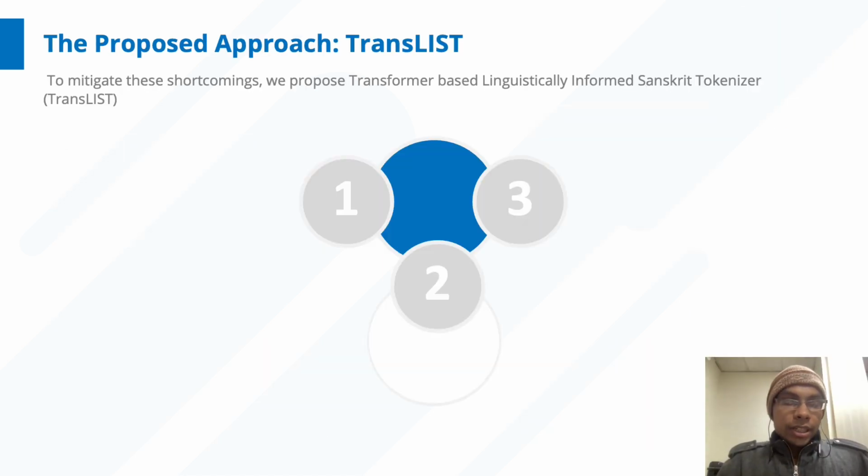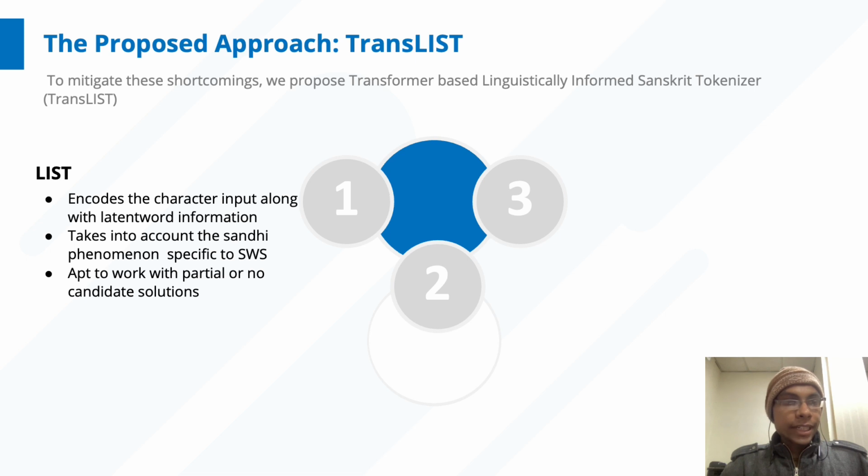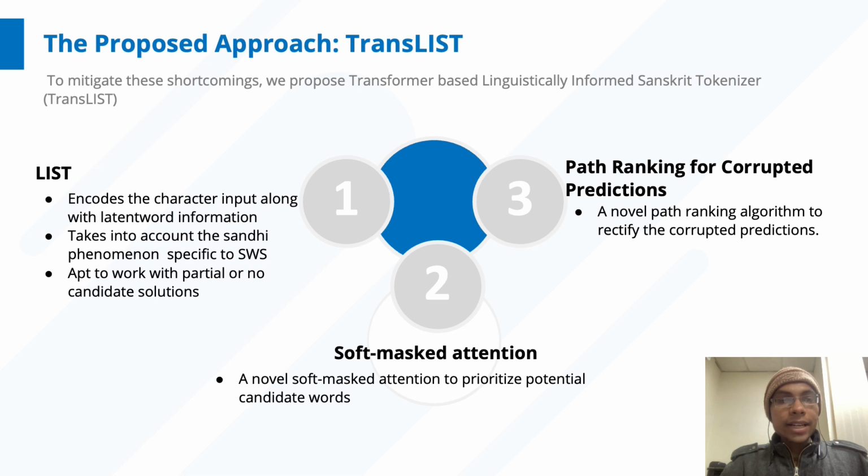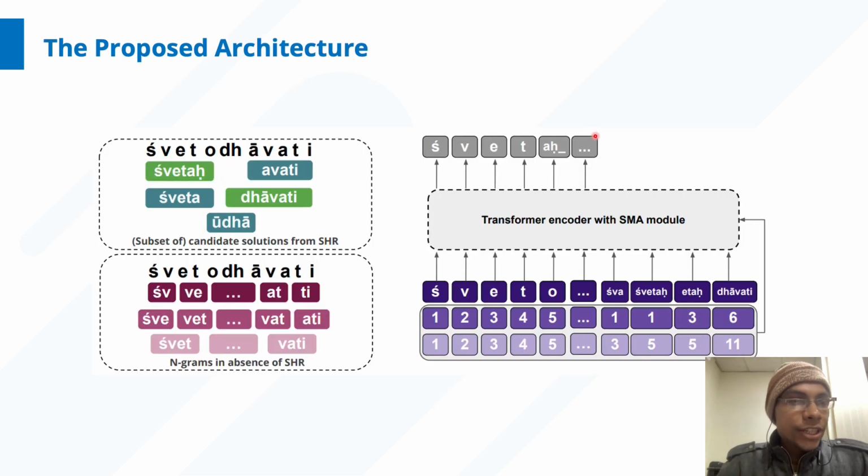To mitigate these shortcomings, we propose a transformer-based linguistically informed Sanskrit tokenizer, also called TransLIST. There are 3 key components of this module: linguistically informed tokenization, soft mask attention, and path ranking for corrupted predictions. Basically, this last module is a post-processing module. For the list module, we experiment with 2 variants. If the SHR space is available, then we use that, and in case SHR is not available, then we rely on the n-grams.